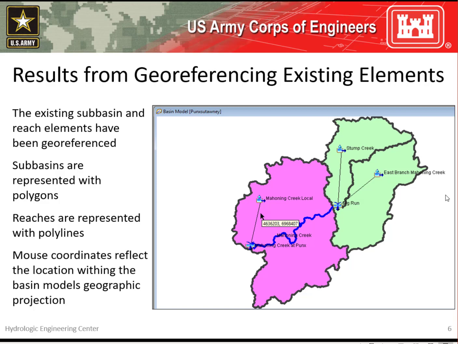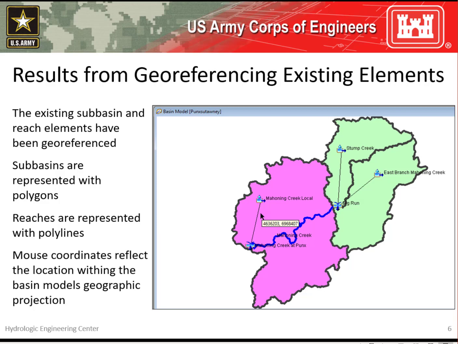So now those three subbasins are represented with polygons, and then you can click on those polygons or the element icons just like you used to, and then that reach is now going to be represented with a polyline. And so you could either click on the reach polyline, or you could click on the reach in the Watershed Explorer. And then also what you're going to notice, the coordinates. So whenever you move your mouse around in the basin model map, those coordinates now reflect the coordinates of the projection that you used to georeference the basin model.